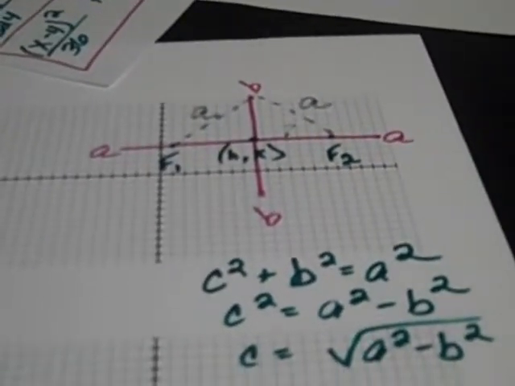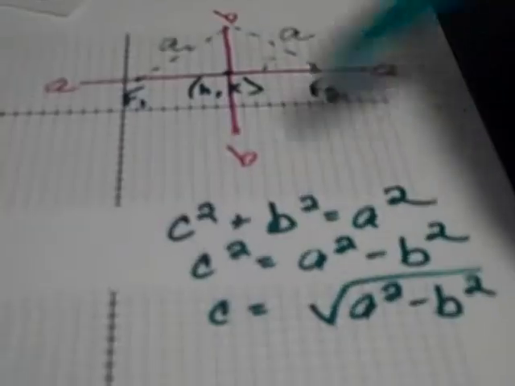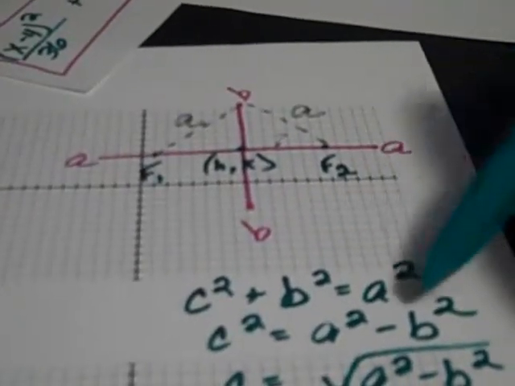Well, fortunately, we've got our friend the Pythagorean theorem, and I know this is not written in the way that you're used to. We're used to a squared plus b squared equals c squared.